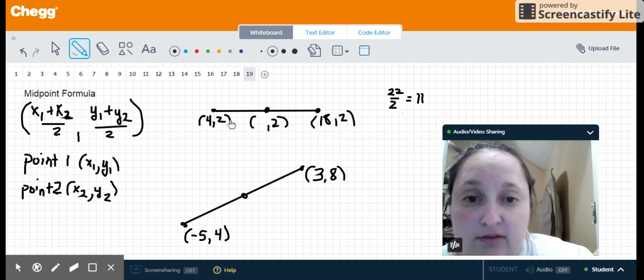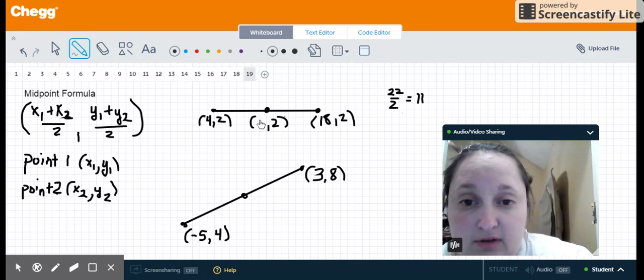So I added 4 plus 18 and got 22. I'm dividing that by 2 because there's 2 points. So that would give me 11. So halfway between 4 and 18 is 11. So the midpoint in this case is 11, 2.